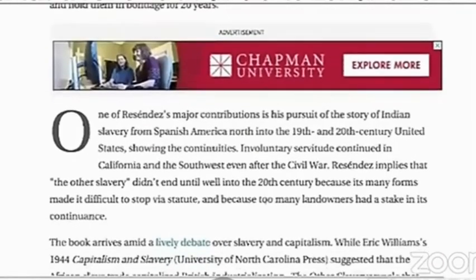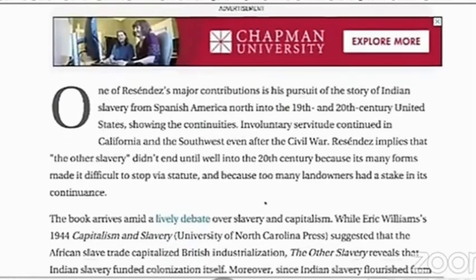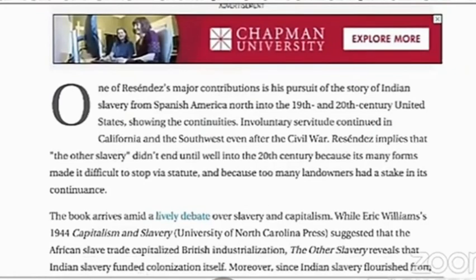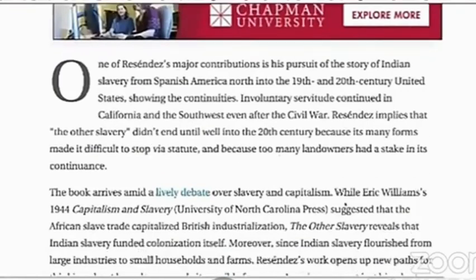One of Resendez's major contributions is his pursuit of the story of Indian slavery from Spanish America north into the 19th and 20th century United States, showing the continuities. Involuntary servitude continued in California and the Southwest even after the Civil War. Resendez implies that the other slavery didn't end until well into the 20th century because its many forms made it difficult to stop via statute, and because too many landowners had a stake in its continuance.